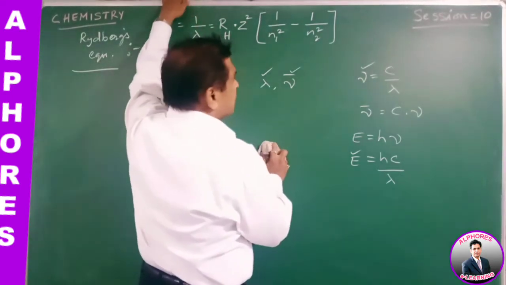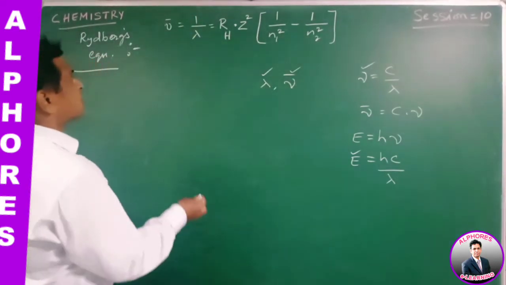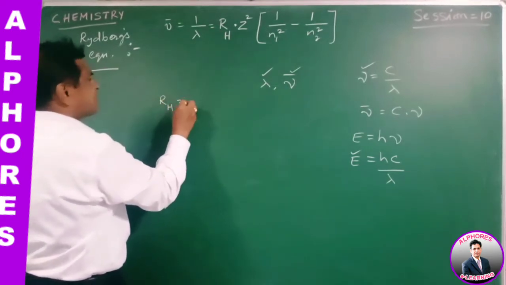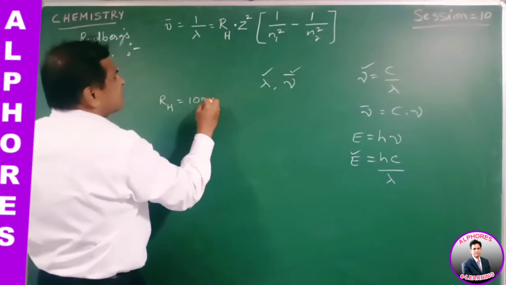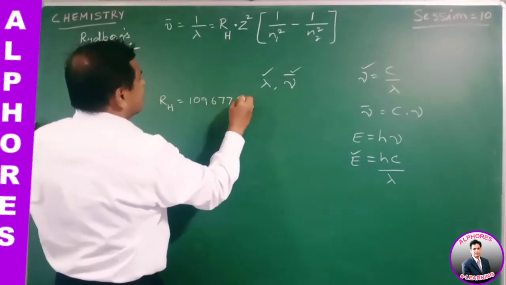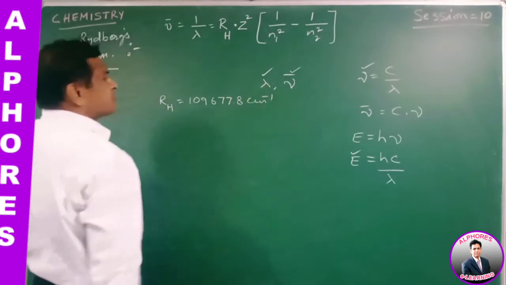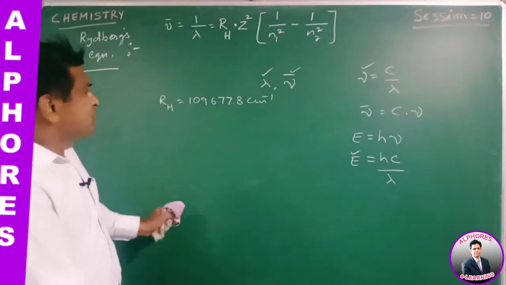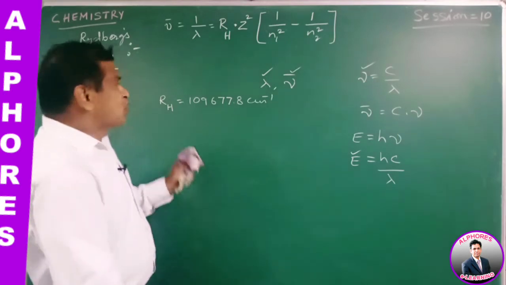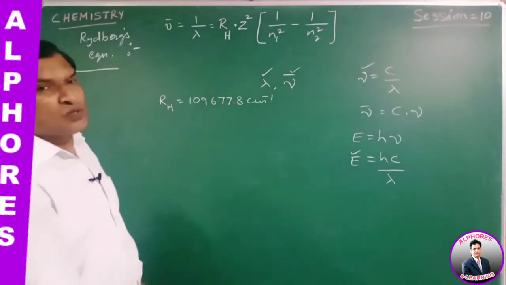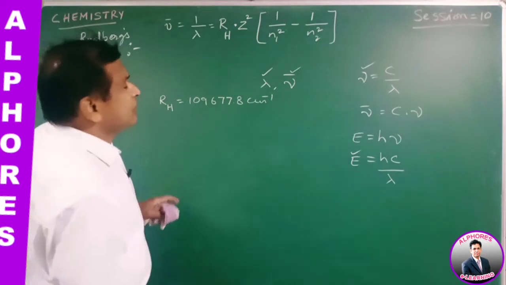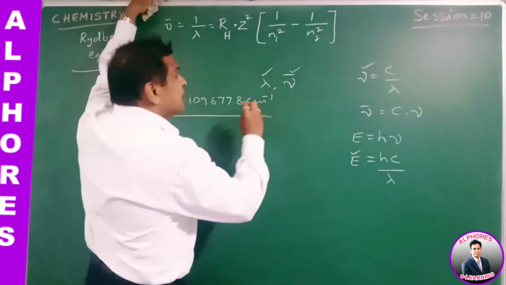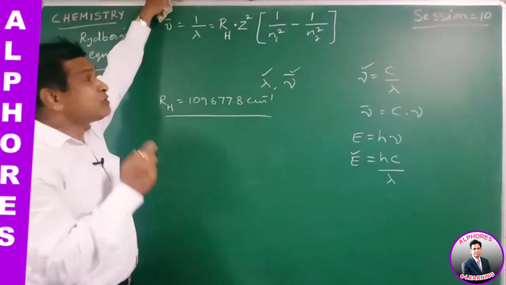In this Rydberg's equation, the important point is that R is the Rydberg's constant value for hydrogen, that is 109,677.8 centimeter inverse. This value is constant only for the hydrogen atom. It is not similar for all the elements. For element to element, the Rydberg's constant value varies. That is one important point to be noted. This is not a universal constant; it is the constant for a particular element, that is for hydrogen only.